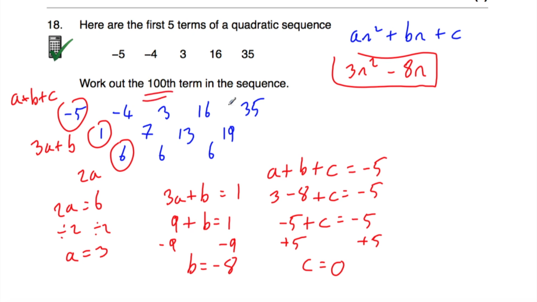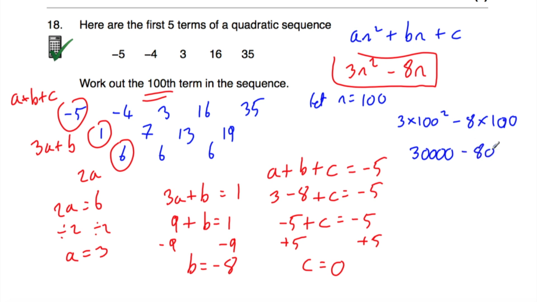Now, we've been asked to find the 100th term in the sequence. So let's substitute in 100 here and find what the 100th term would be. So let's let n equal 100. So we get 3 times 100 squared subtract 8 times 100. 100 squared would be 10,000 times 3 would be 30,000. And then we've got subtract, and 8 times 100 would be 800. And if we do 30,000 take away 800, that's equal to 29,200. And that's it.